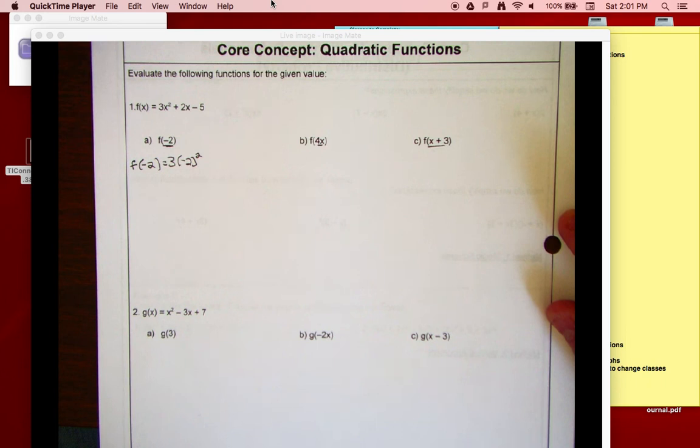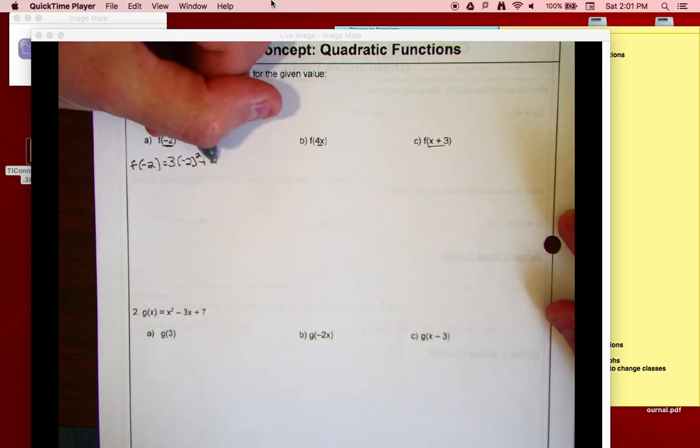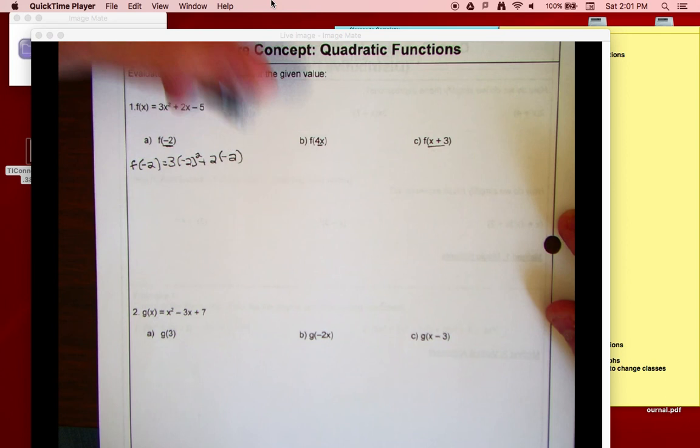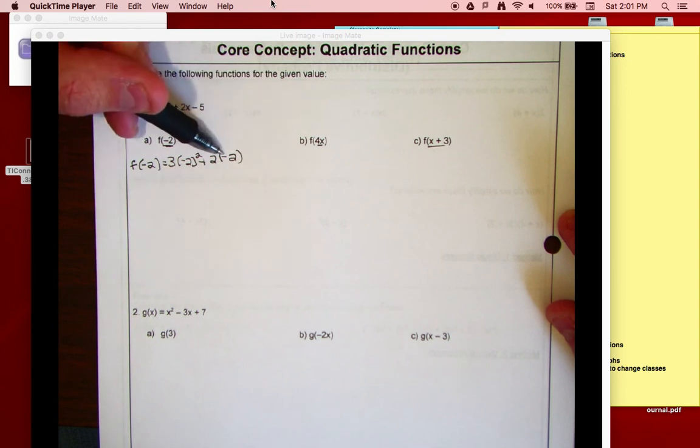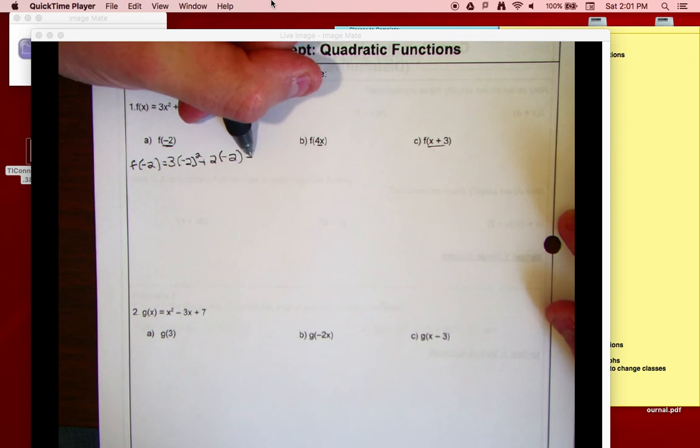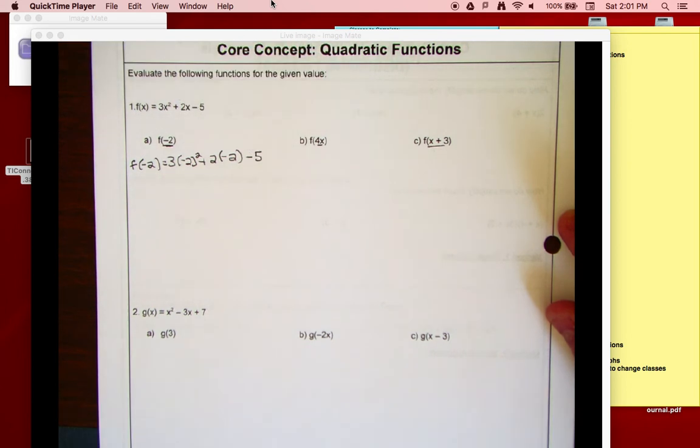notice I put the negative 2 inside of parentheses. Anytime you substitute a number or something into a function or an equation, you have to put it in parentheses. So that's why the negative 2 goes in parentheses. And then I'm just going to continue on. I have a positive 2x, but I'm going to replace x with negative 2, which is what I just did there. And then finish off your function with minus 5.